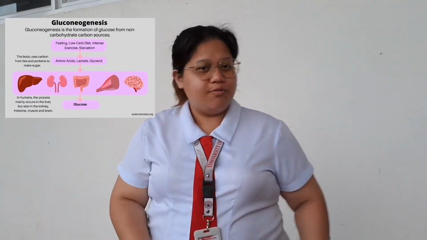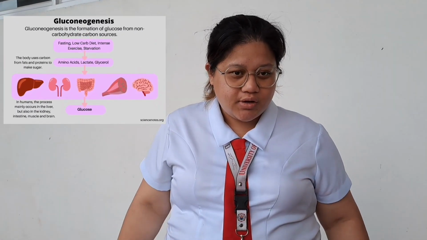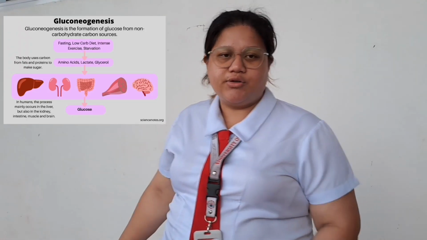Gluconeogenesis is the metabolic process by which organisms produce glucose from non-carbohydrate precursors, such as amino acids and glycerol. This process primarily occurs in the liver and it helps maintain blood sugar levels during periods of fasting or intense exercise. Gluconeogenesis is crucial for sustaining energy levels when dietary glucose is unavailable.